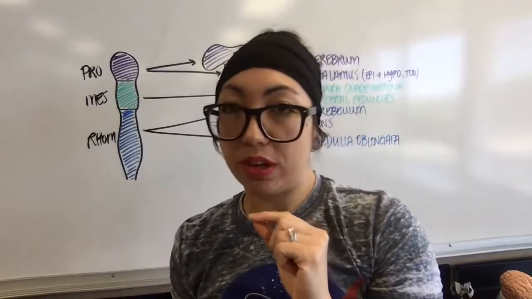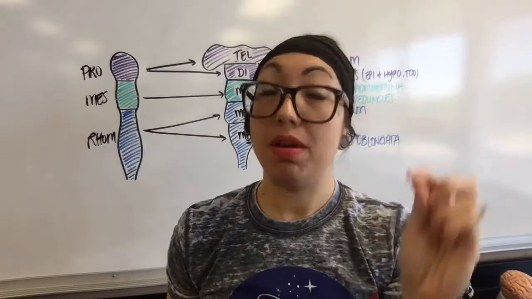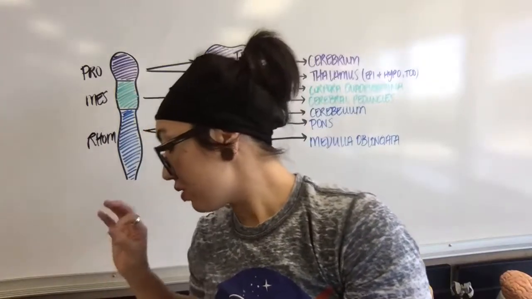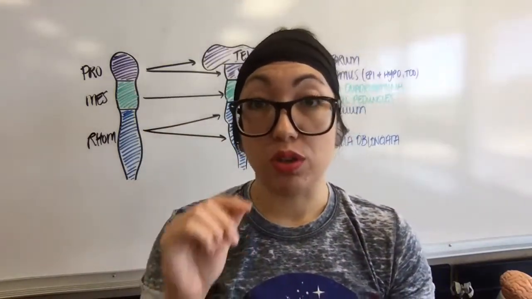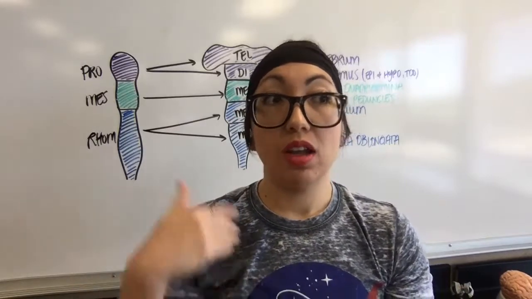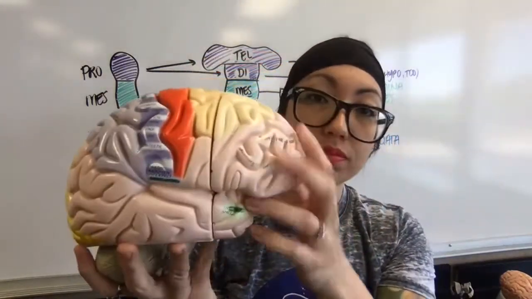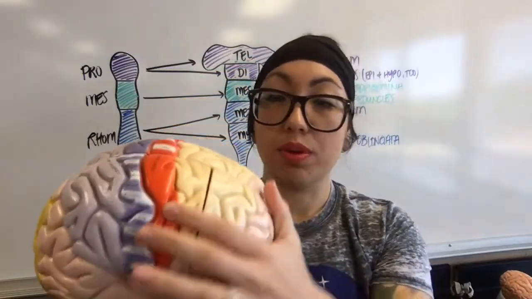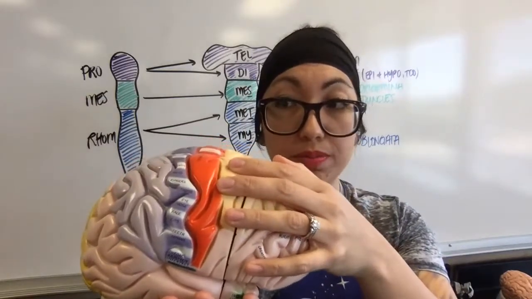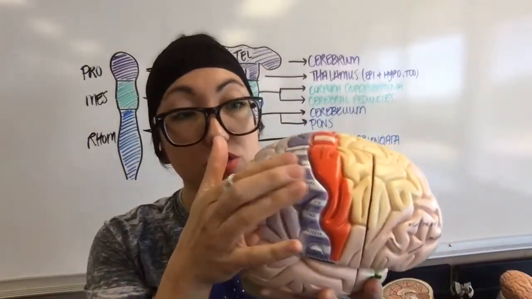So what do I say frequently in the semester? I say if a term is indented, it belongs to the term above it that is not indented. It's somehow related to it. So when you see that the precentral gyrus is indented under the frontal lobe, that must mean that the precentral gyrus is located within the frontal lobe. And when we look at this model right here, we can see that this precentral gyrus is on that frontal lobe. Okay, this purple one right here is the post-central gyrus.